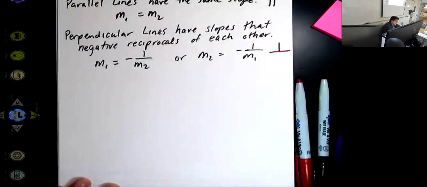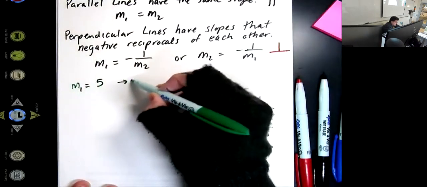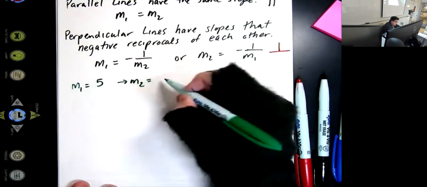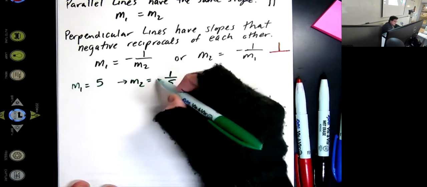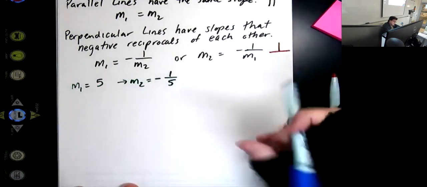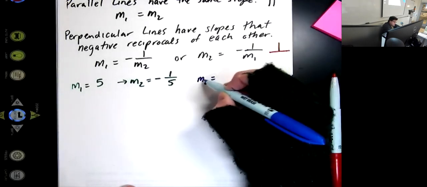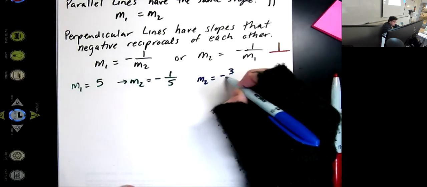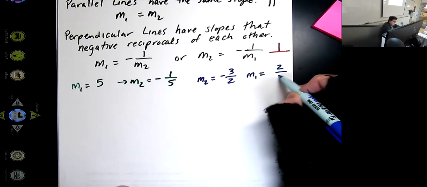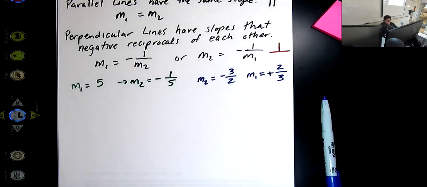So for an example here, if M1 equals 5, M2 equals, if I don't have a fraction, I can treat that as having a 1 on bottom. I flip it over and I've got 1/5, and I'll make it negative. If M2 equals -3/2, M1, I flip the fraction over, I put the 2 on top, the 3 on bottom, and I make it the opposite sign. That's what I mean by negative reciprocal.